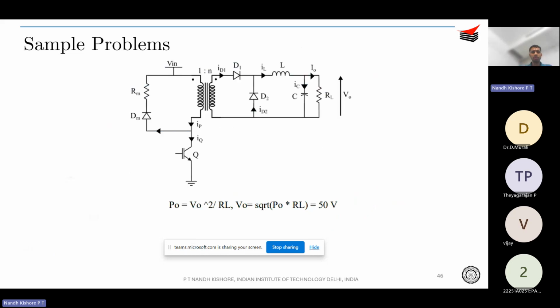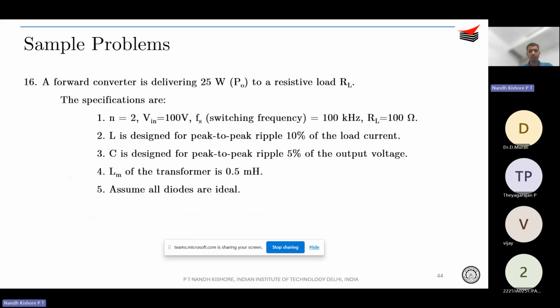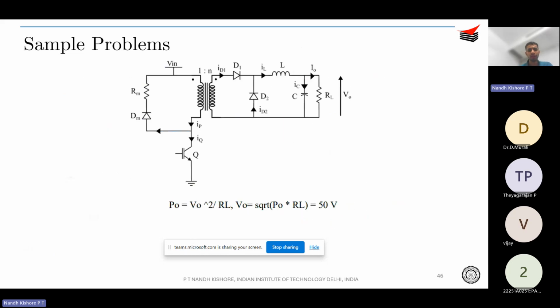So the power is given as 25 watts and R is given, 100 ohms. Therefore, from that, you know what V naught is. V naught is 50 volts. Since for a forward converter V naught is equal to N D Vin, D is 0.25, and I naught is equal to P naught by V naught, 0.5 amperes.